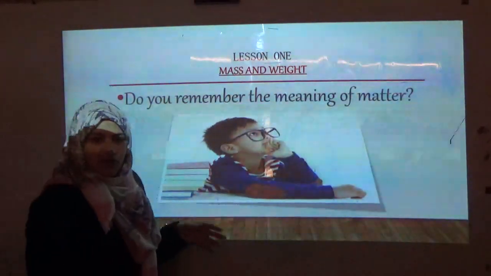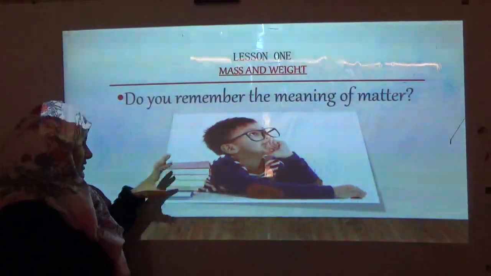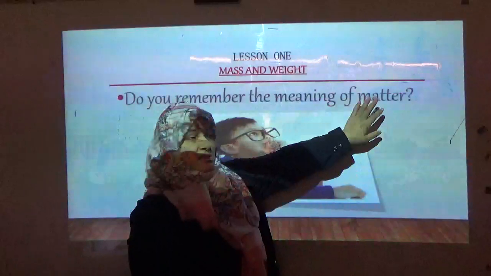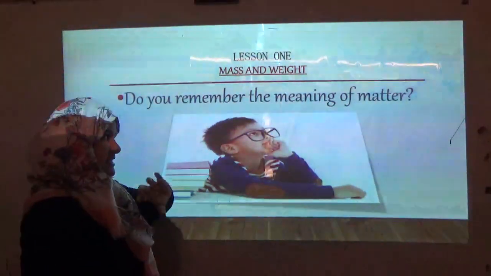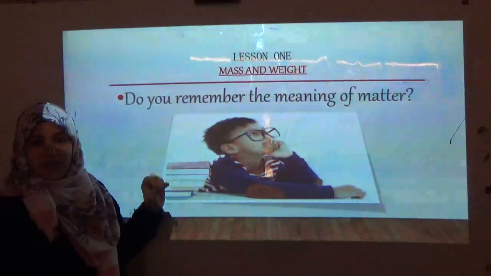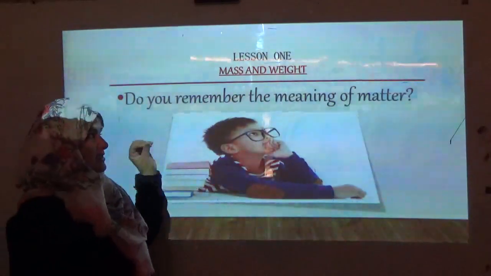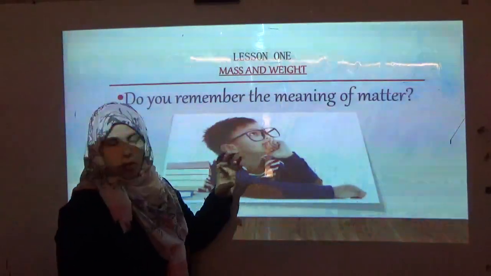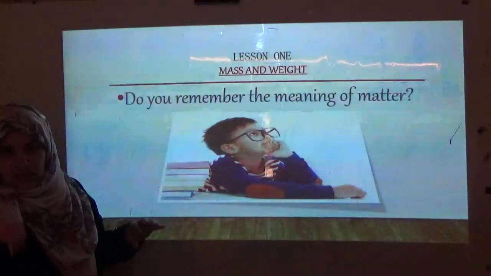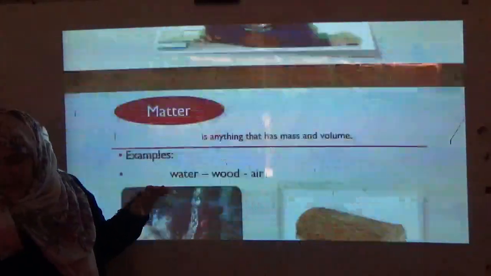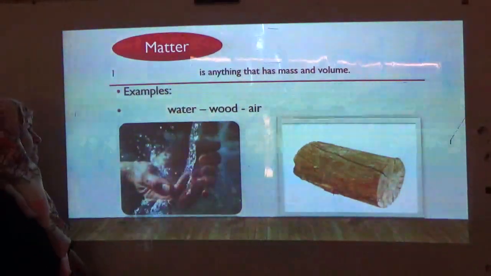To remember the meaning of matter, we have to go back to Primary 4. In Primary 4, we said that for any object to be considered as a matter, it should have mass and volume. And let me remind you of the meaning of volume. We know that volume is the space that an object occupies, or the space occupied by a matter. So, matter is anything that has mass and volume, and we studied this definition in Primary 4.